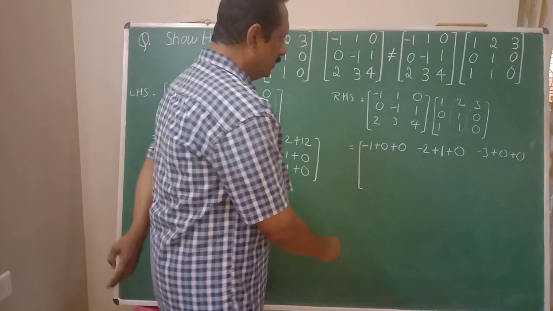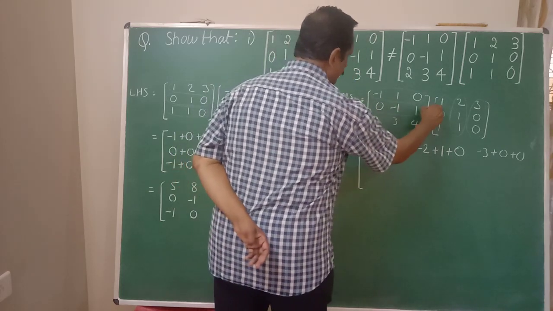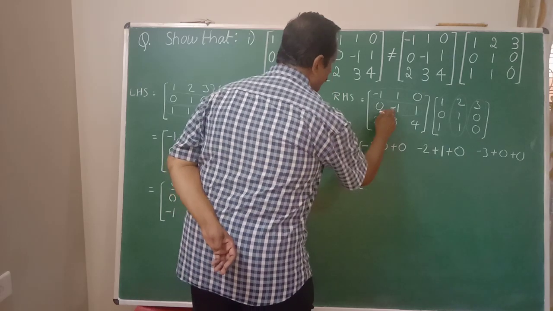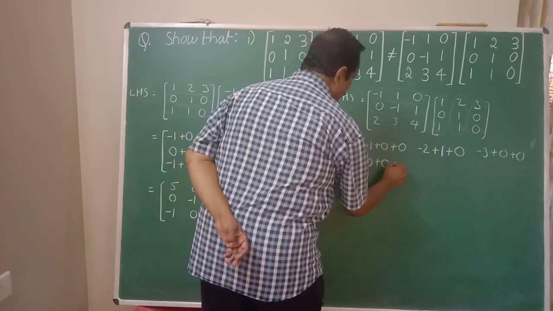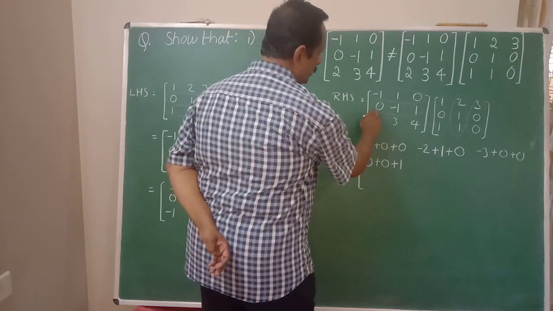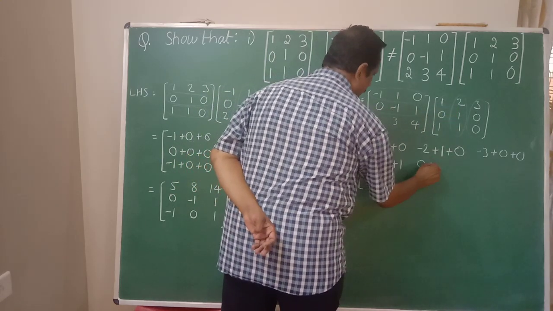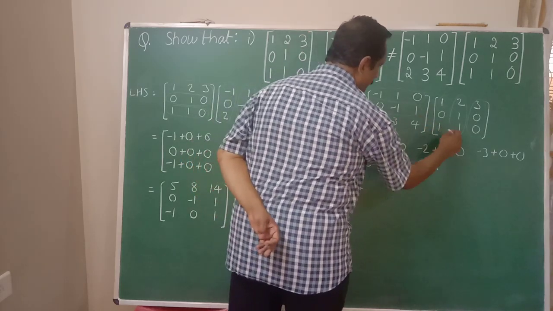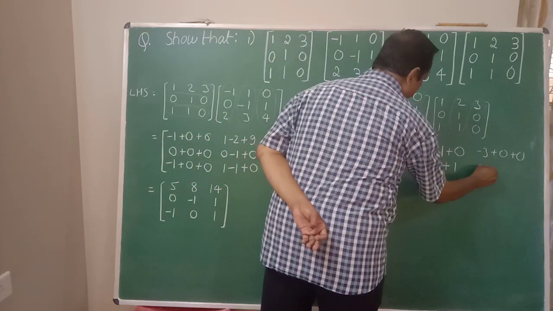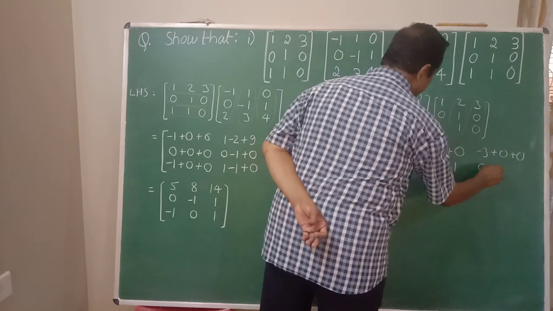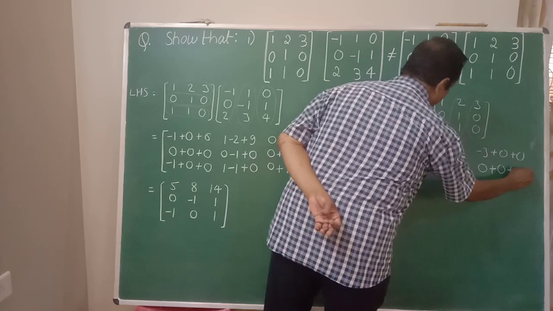Okay. Now take here the second row. Okay. So 0 into 1 becomes a 0. Minus 1 into 0 becomes a 0 here, plus a 0. 1 into 1 becomes 1, plus 1 here. 0 into 2 becomes a 0. It is a 0. Minus 1 into 1 is minus 1 here. 1 into 1 becomes 1, plus 1. Then 0 into 3 becomes a 0. Then minus 1 into 0 becomes a 0 here. Then 1 into 0 becomes a 0, plus a 0.